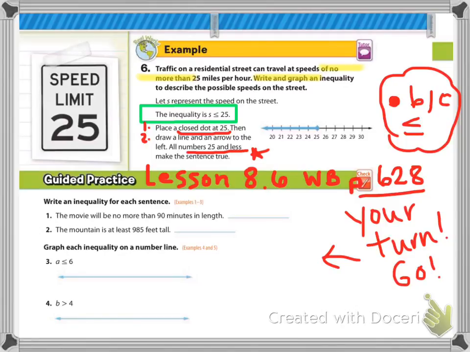Okay, now I want you to try the guided practice for lesson 8.6 in the workbook, page 628. It is your turn to do numbers 1 through 4, and this is going to end the video for 8.5 and 8.6. We will pick up with lesson 8.7 later.